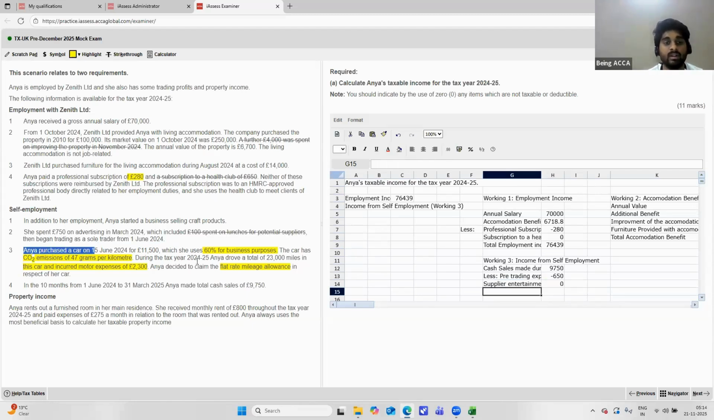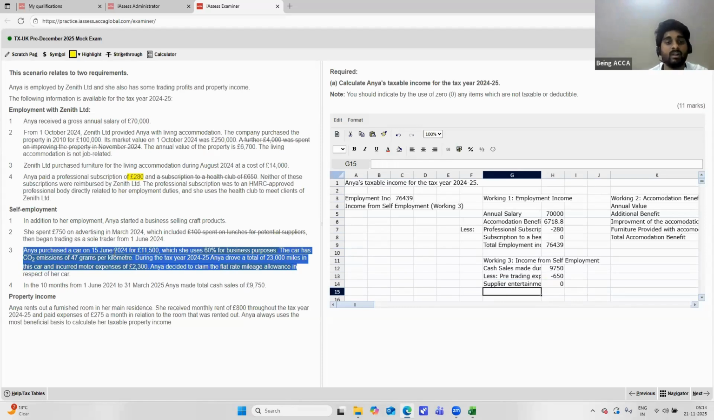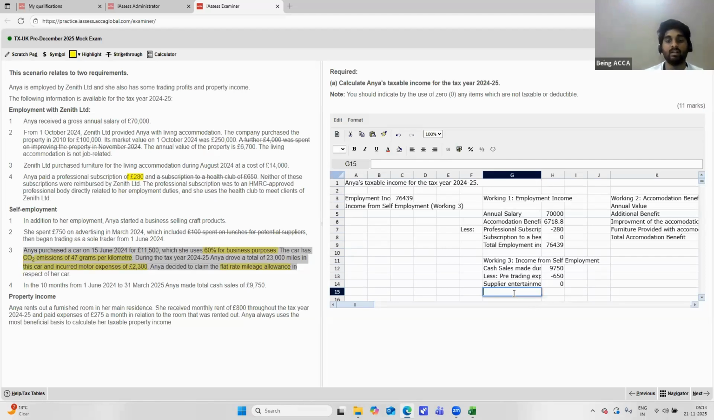Now we will be coming to car. So in car, what has been mentioned to us? In the car part of it, it has been mentioned that it is used 60% for business purposes. The car has CO2 emissions of 47 grams, and during the tax year drove a total of 23,000 miles. And Anya decided to claim the flat rate mileage allowance. Because she had decided to use the flat rate mileage allowance, what will happen? Less mileage allowance that is available to her.